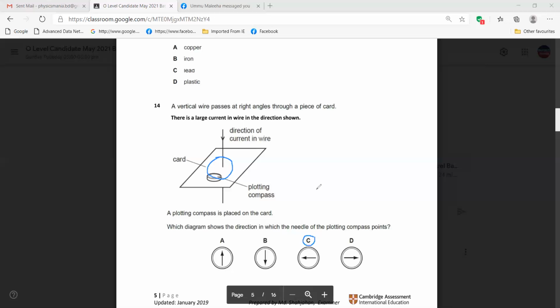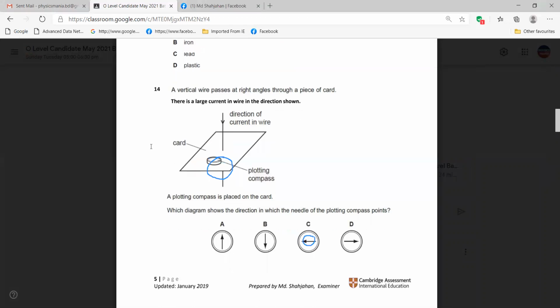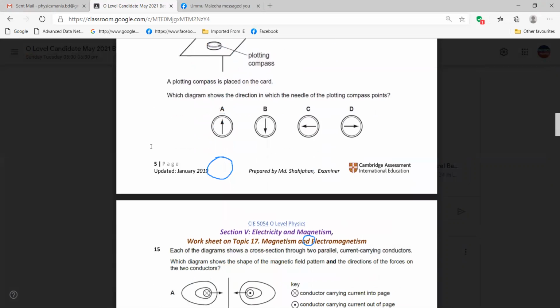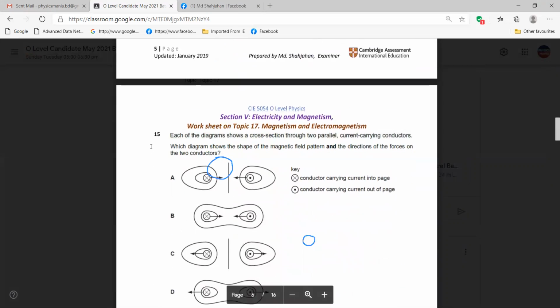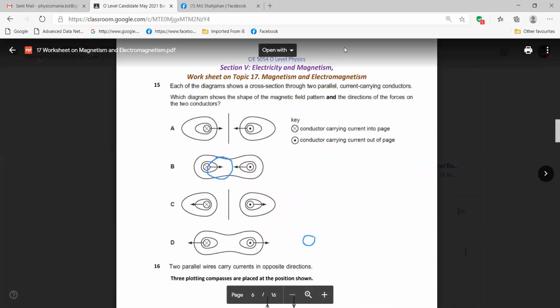The next, yeah, 15. Amjad, next. Yes, sir. 15. Okay, I think you can do it now.